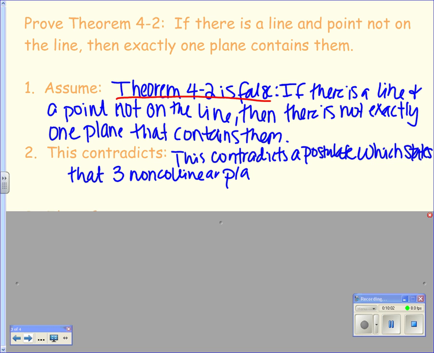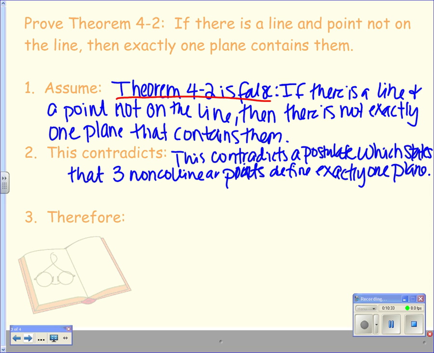Three non-collinear points. What about the points? They define exactly one plane. Does that make sense? So that is our contradiction. Therefore, what?